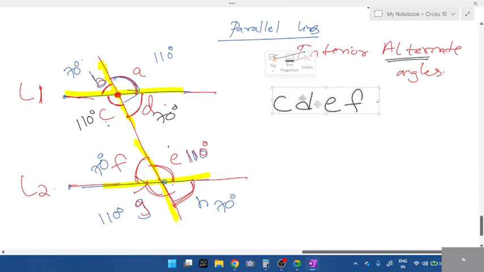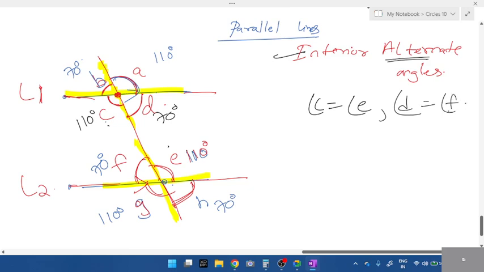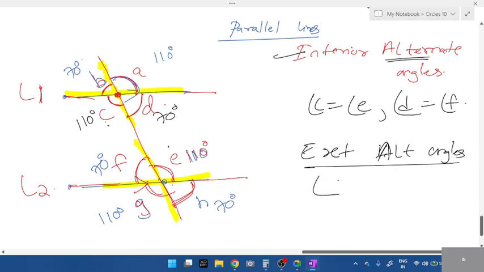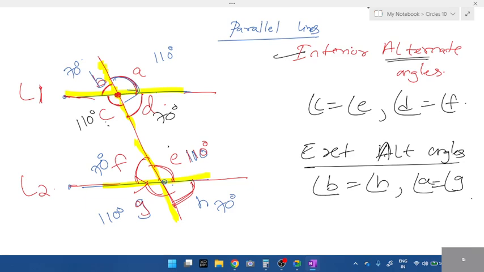Can you tell me the other interior alternate angle? What are the other interior alternate angles? Angle D is equal. If this is interior, can you all tell me what is exterior alternate? Very good. Angle B and H are 70, right? They're outside the parallel line. Angle B is equal to angle H, and angle A is equal to. So corresponding is done. Vertically opposite is done. Interior, exterior is done. What else left? Allied angle. Allied angle is the most important part.